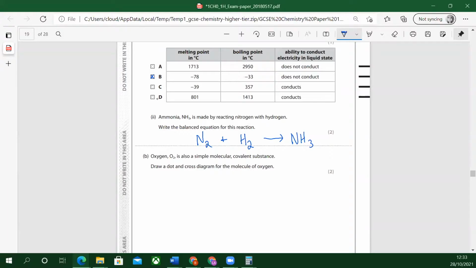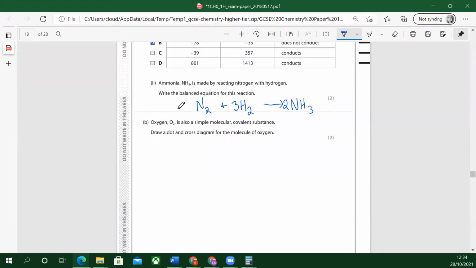We've got one N on the left, two N on the right, so put a 2 in front of the NH3. 2 times 3, so we've got 6 hydrogens. Put 3 in front of the H2, and everything's balanced. That's actually quite a nice one to do. So 2 marks: one mark for the elements, one mark for the balancing. If you can't balance, you still get 1 mark.